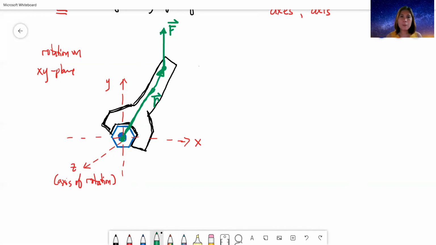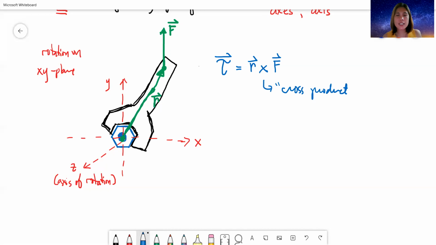So the moment of force F is defined as, this is now the numerical definition: the torque, or the moment of force F, is the cross product of position vector R and the applied force F. The X here is a symbol for, if you recall, the cross product, which was one of the first lessons under vectors at the beginning of physics for engineers. So it's cross product.